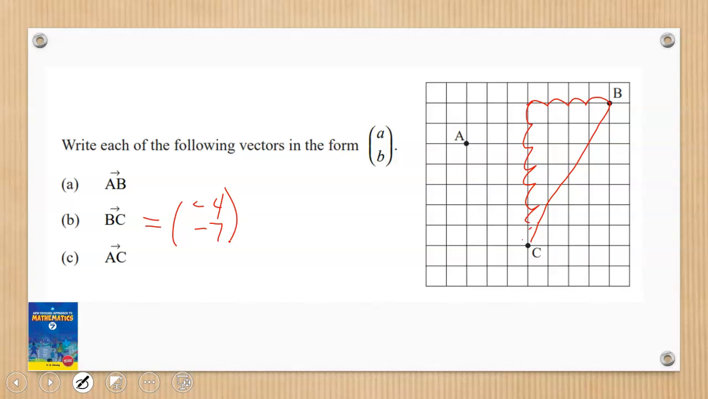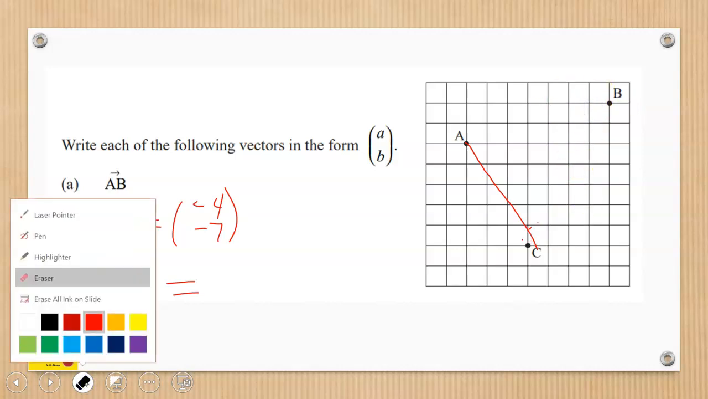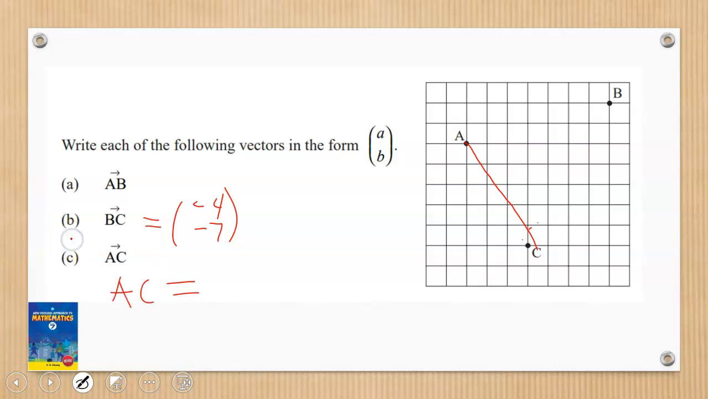Again, to get the final one, AC, it means we are at A and we are heading towards C. Looking at where A is, we can only move on the x-axis positive. That means you move from A 1, 2, 3 positive and go down 1, 2, 3, 4, 5. So I'm going to get (3, -5), and that becomes the vector. So this is how we represent vectors using diagrams.